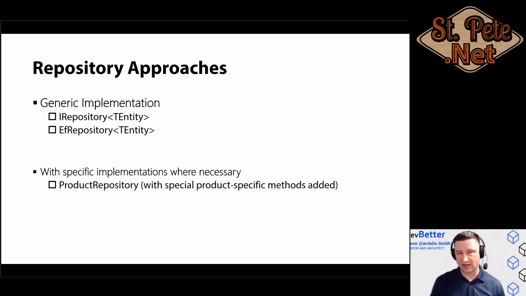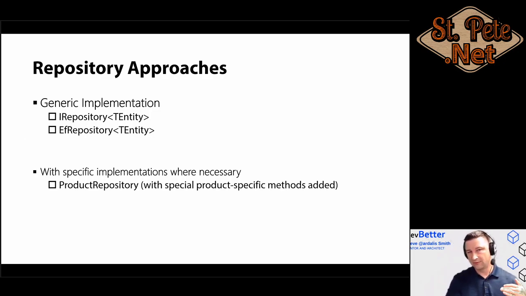So you might have an IRepository of Entity, and then you implement that with an Entity Framework repository of Entity generically, and in there you give it the CRUD methods that you need: the create, read, update, delete, get by ID, list, things like that.